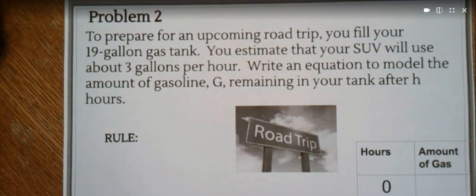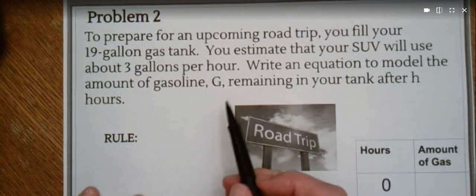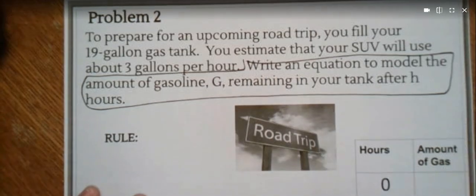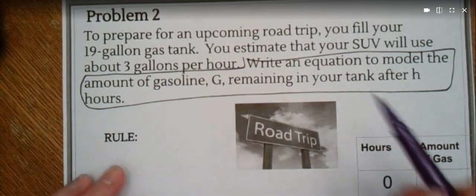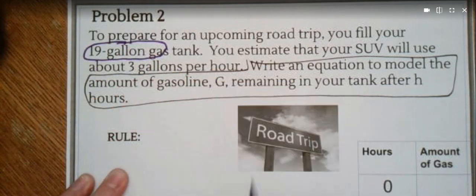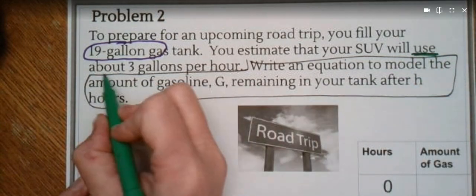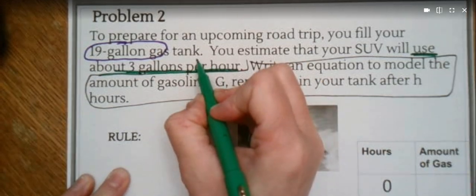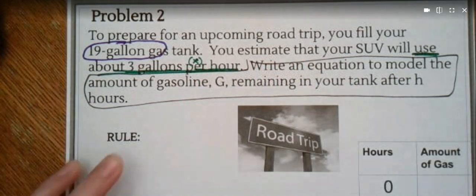Here's problem number 2, the road trip. To prepare for an upcoming road trip, you fill your 19-gallon gas tank. You estimate that your SUV will use about 3 gallons per hour. So write an equation that will tell the amount of gasoline remaining after any number of hours. That's our goal. So what important things do we have here? We fill a 19-gallon gas tank. So that 19-gallon gas tank isn't going to change. It's always going to be 19 gallons. But we're going to be using or subtracting 3 gallons every single hour, per hour. That per tells us right there that that's our multiplier, right?